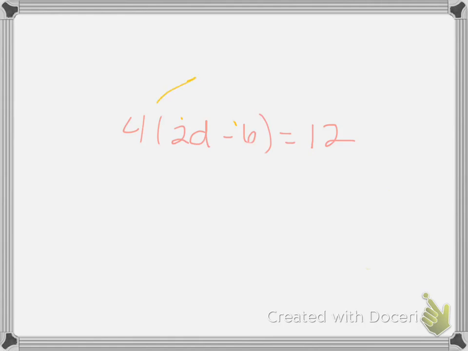Okay, so right now we're multiplying right here. So what I could do in my first step is divide both sides by 4. That'll get rid of what's on the outside. So I'll have 2D minus 6 equals 12 divided by 4 is 3. And we solve from here.